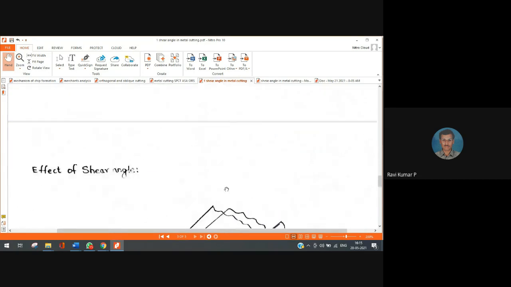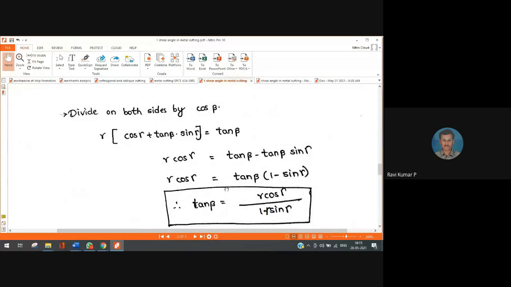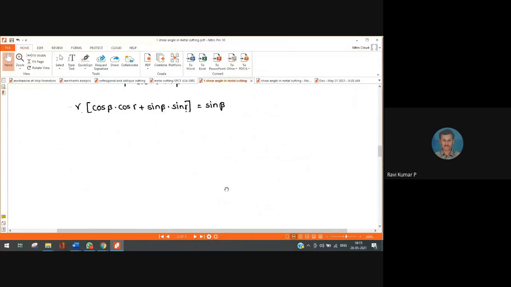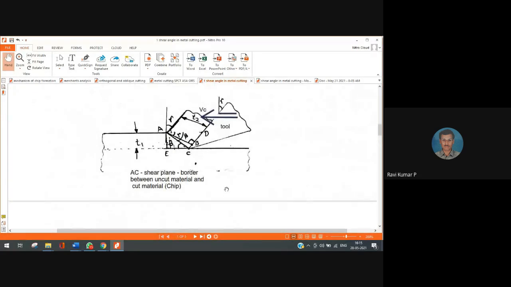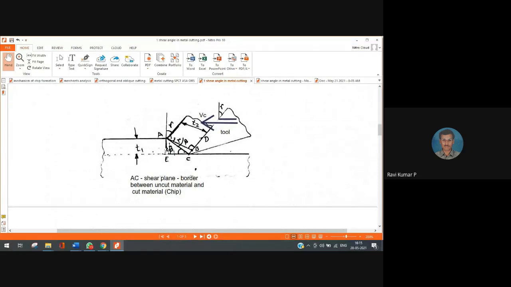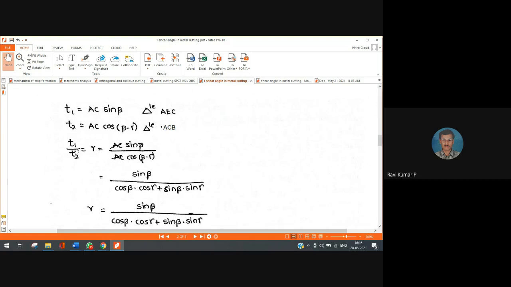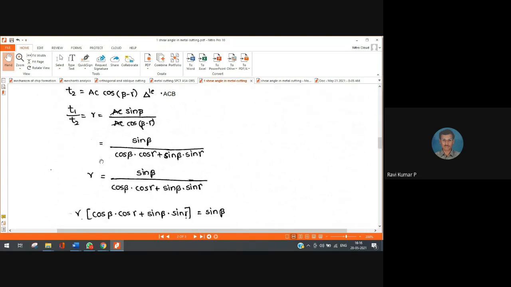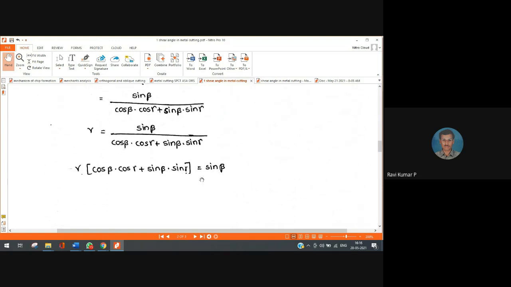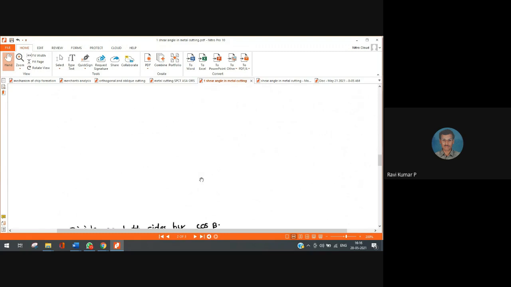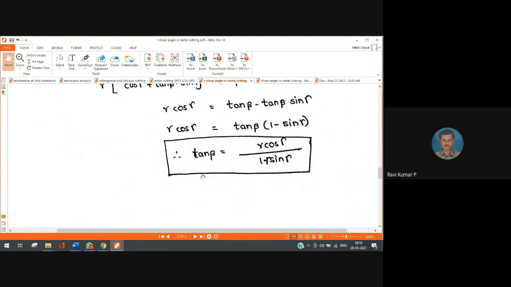And the next thing we have to talk about here is the shear plane angle. What shall be the value of shear plane angle? If I look at this diagram and do some trigonometry, I may get the value of the shear plane angle beta. If I write T1 by T2 is equal to chip thickness ratio R, and try to get the value of beta, the derivation will result in tan beta is equal to R cos gamma by 1 minus R sin gamma. You observe what the things are here.